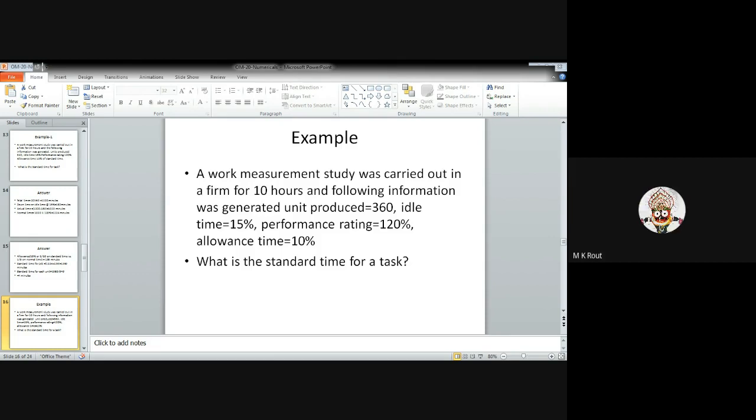Moving to the next one, calculate the actual time. So 510 minutes. It is 600 minus 90, that equals 510. The next, calculate the normal time. Sir, 120%. 612. Okay, fine, 612.